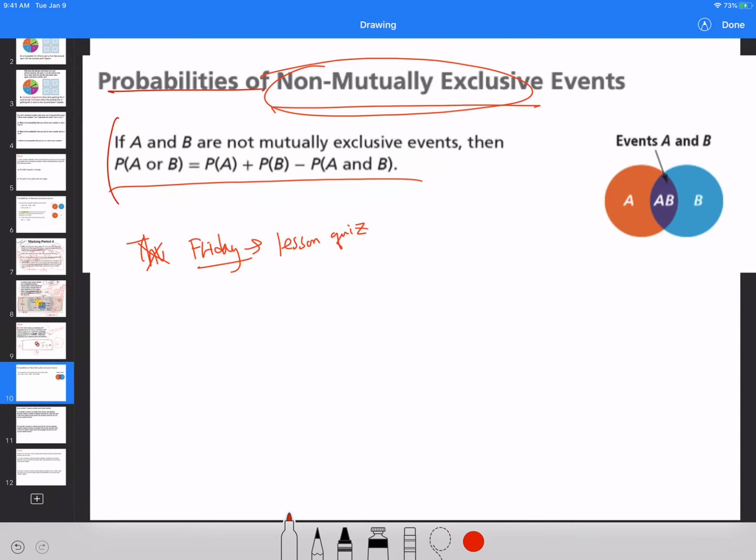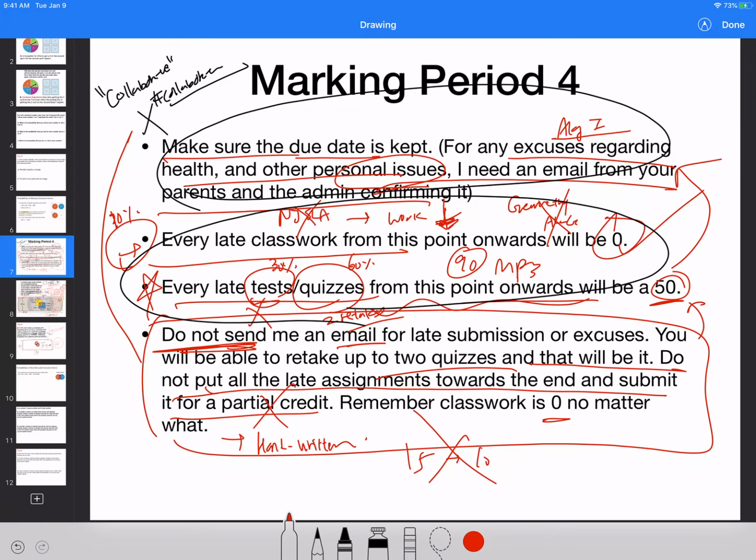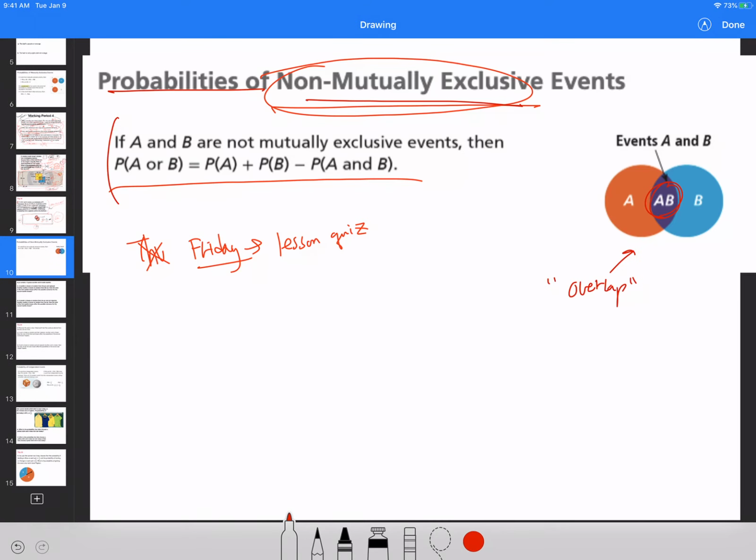If an event has a non-mutually exclusive event happening, in other words, if there's an overlap, that means that the probability of A or B happening is the probability of A plus the probability of B minus the probability of A and B happening at the same time. This is the formula that I would like you to write.